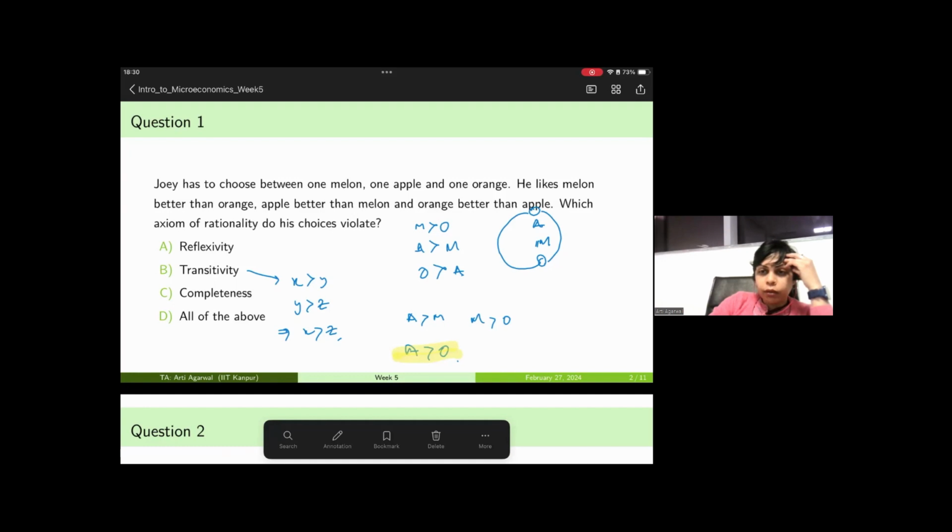See, reflexivity, if you have satisfied completeness, the reflexivity is automatically satisfied. Okay, that's all I wanted you to understand. Is completeness satisfied here or not? Just answer that. Have we given a rank to each of melon, apple, and orange? Can we say that we have given a rank?